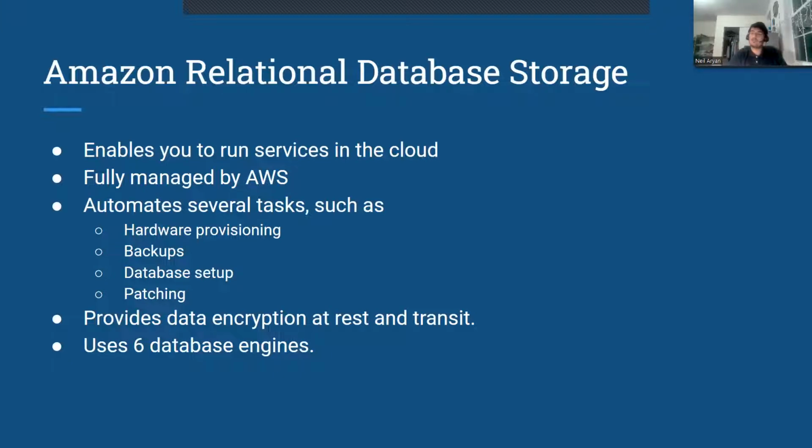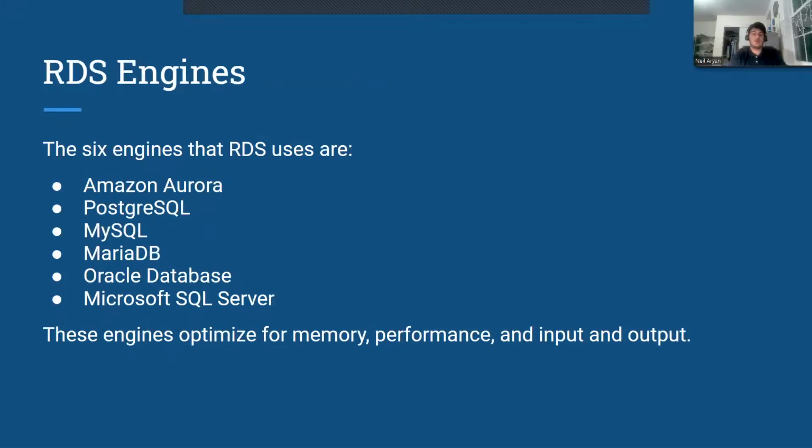and it enables you to run the service in the cloud. It's fully managed by AWS. And because of that, it automates several tasks such as hardware provisioning, which is basically setting up the servers. It automatically backs up the data. It sets up the entire database, and it patches any glitches or errors or bugs in the code. It additionally provides data encryption at rest and in transit. And it uses 6 different database engines, which are Aurora, PostgreSQL, MySQL, MariaDB, Oracle Database, and Microsoft SQL Server.